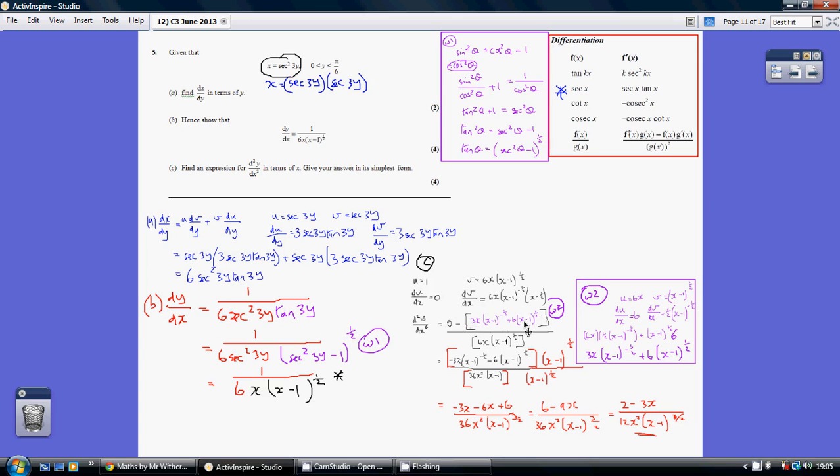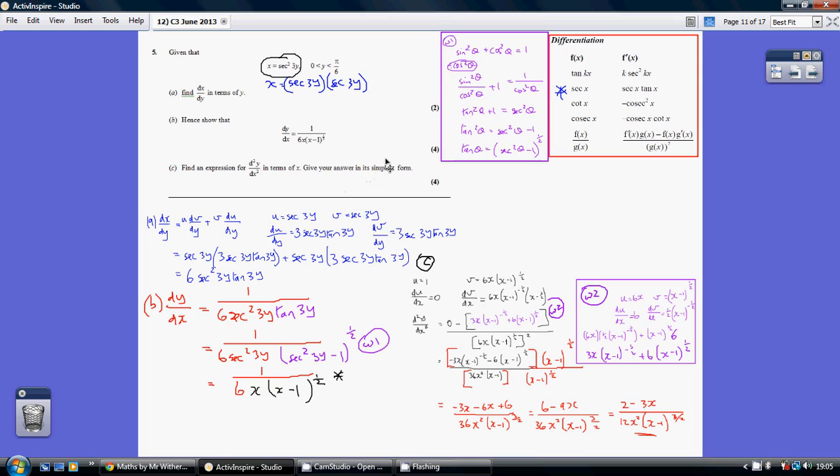Now this dv/dx I've worked out over here. To work out our dv/dx, we need to do another product rule on v. So I've done that over here. So that's all over v squared. So we get this.